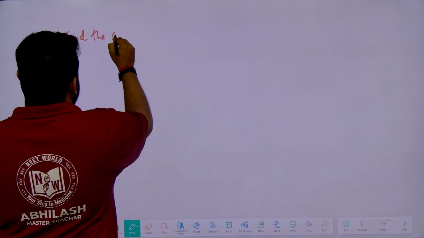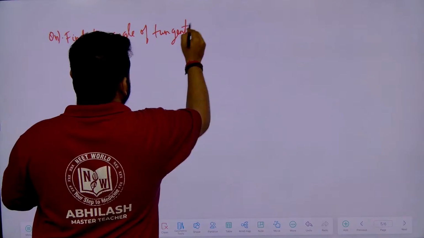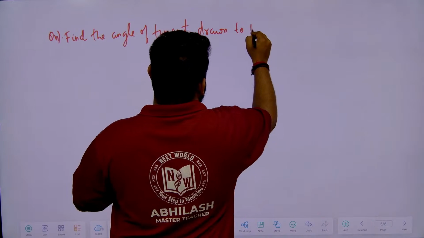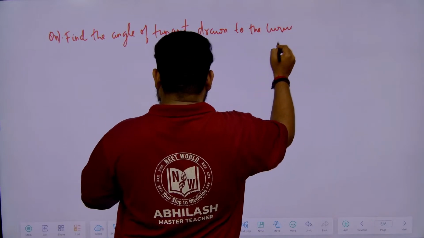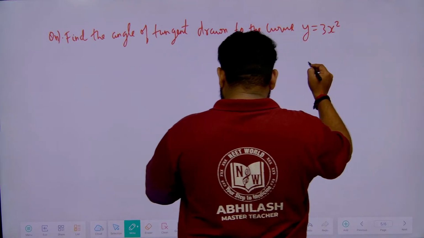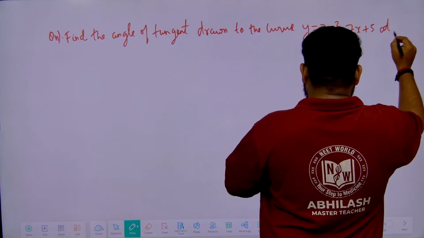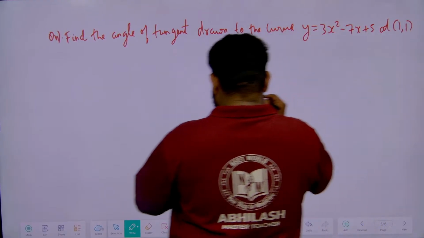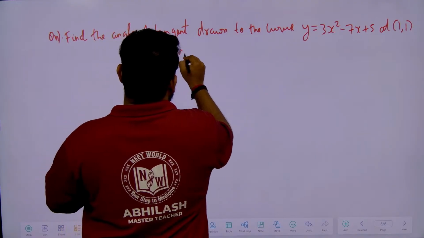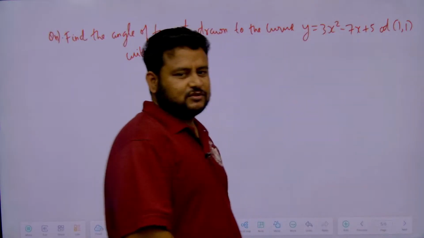Find the angle of the tangent drawn to the curve y is equal to 3x square minus 7x plus 5 at the point (1, 1) with the x-axis. So the angle of the tangent with the x-axis is called what?